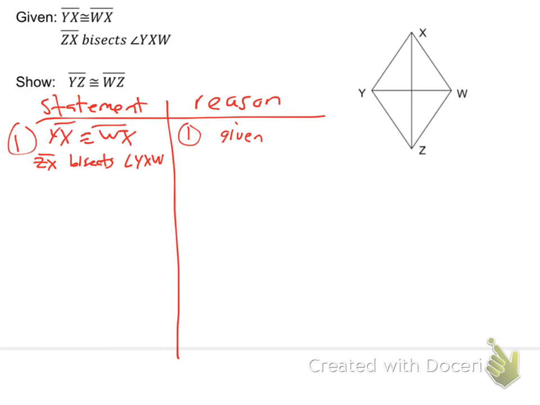So we have the given stuff out first. We have this idea that we have some things that are congruent. I'll state that right away. YX and XW. That's nice. But then it also states that ZX is bisecting YXW. So I can't do anything with that yet until I state something. So maybe let's state that first. What is happening? What am I doing with this piece of information?